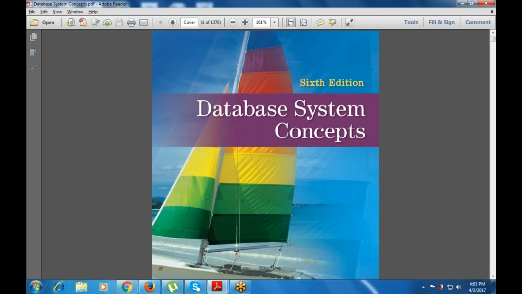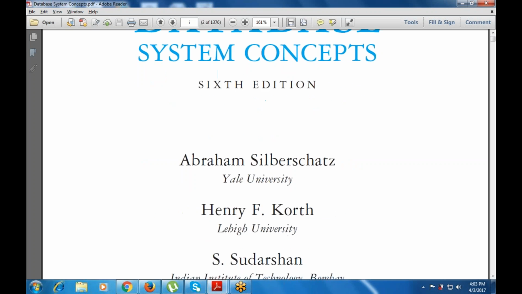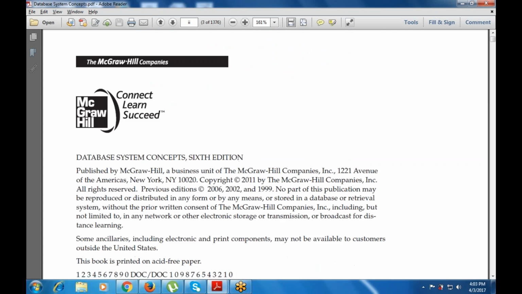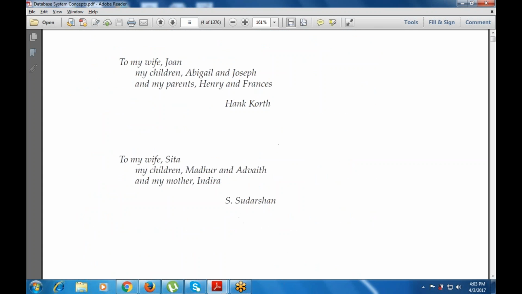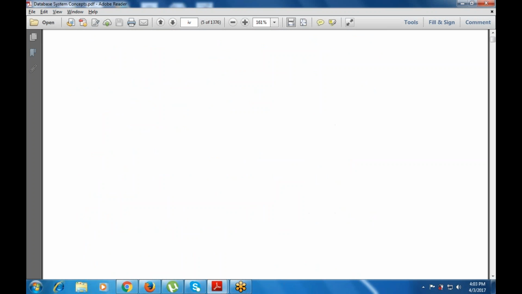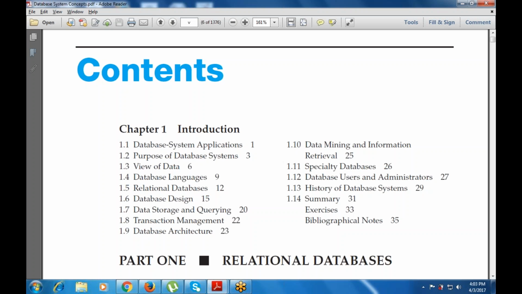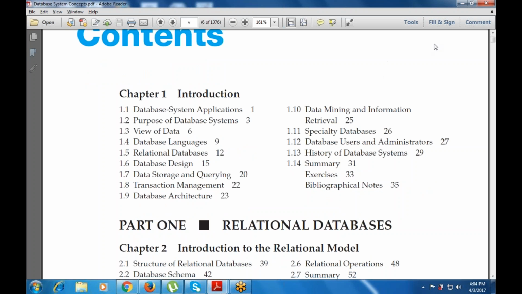This is the ebook that is available for the database design concepts. These are the various contents of this book. All right. Okay. Wait for others. So this is the content of the database design concepts module.